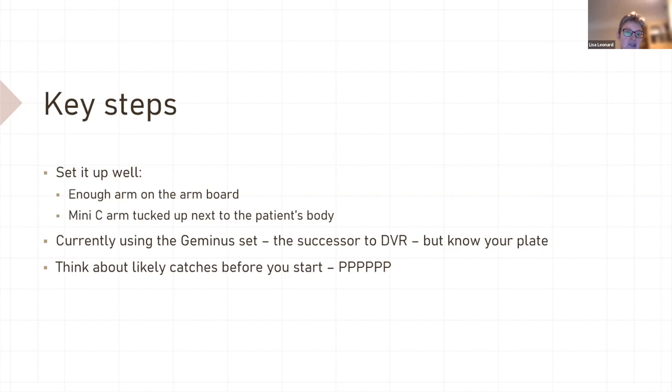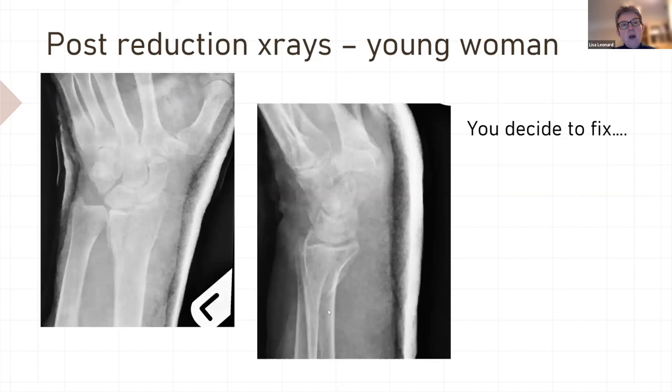We're currently using the Gemini set, but as we've all said before, there's lots of shiny sets, but you do need to know your plate and its weaknesses and its strengths. And we all know the six P's of poor surgical performance. So think about what you need to do. For our lady here, you're already thinking she's got a smallish lunate fossa fragment, but I'm going to need to get at least two screws in that.